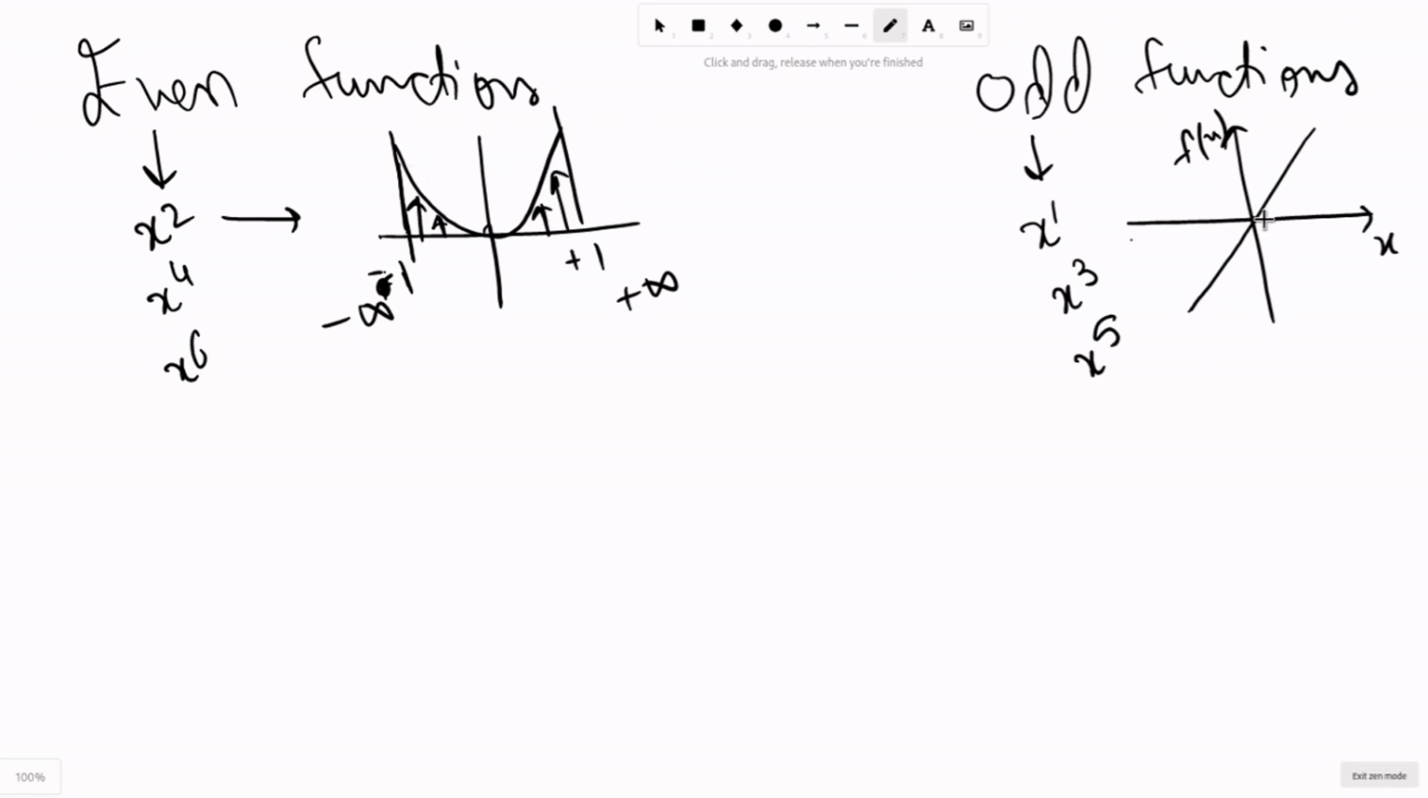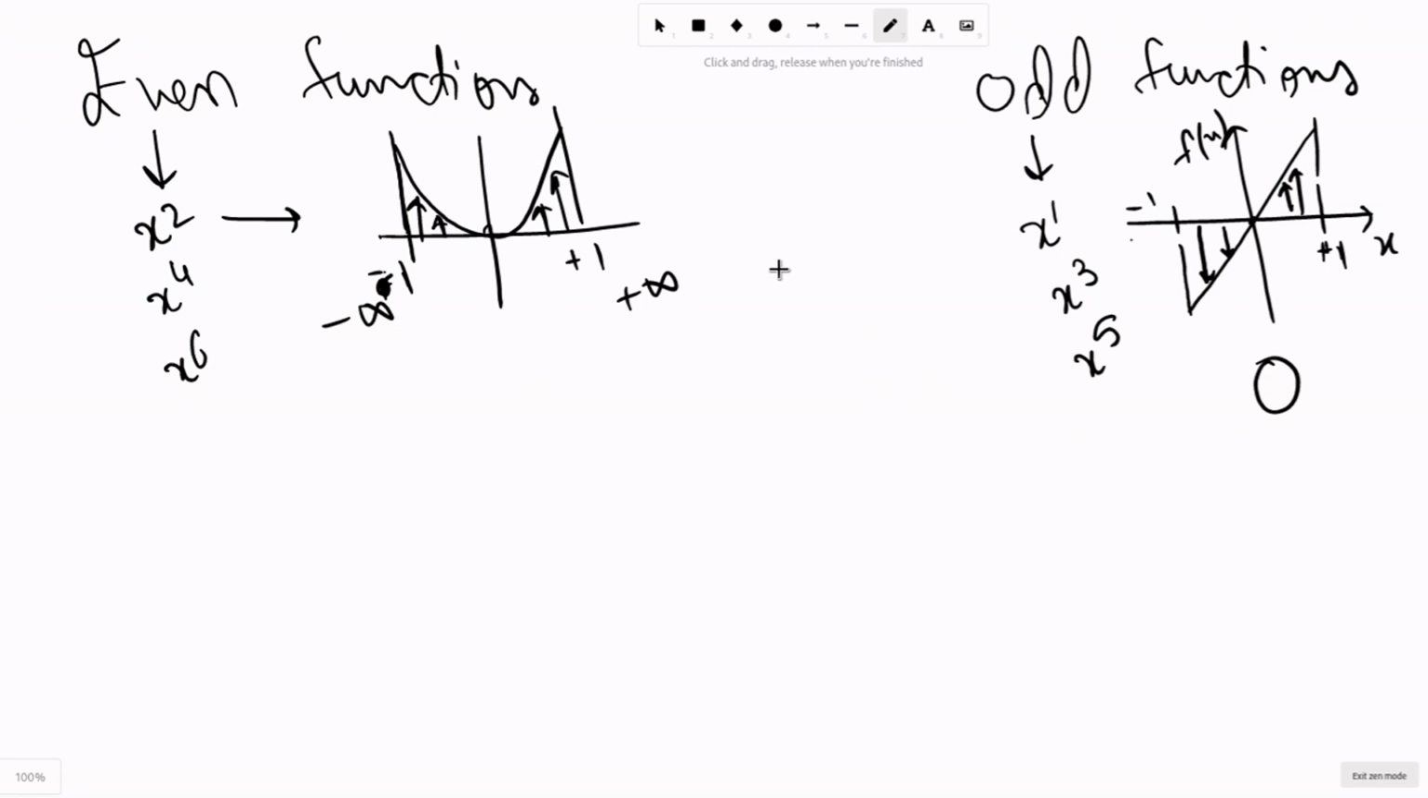However, if you integrate on symmetric sides over here, say this is minus 1, this is plus 1, then what happens is here the function takes negative values, here the function takes positive values. So when you integrate, what you get is 0.